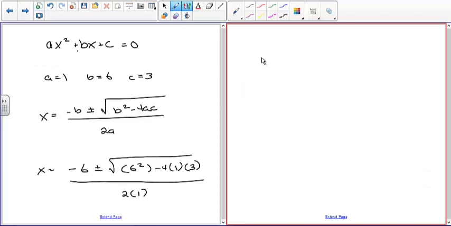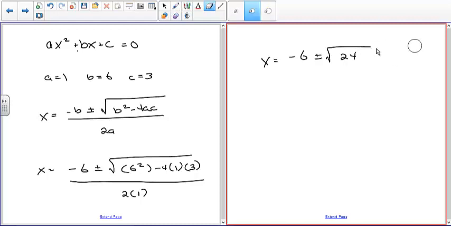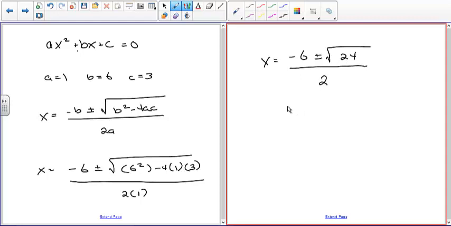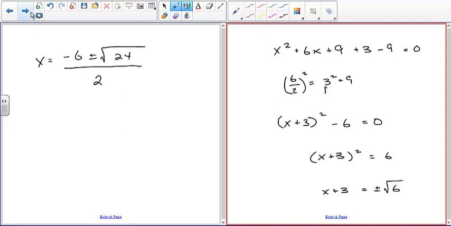So if we complete the math inside the square root, you get 36 minus 12, which is 24. So you get the square root of 24. Now if this ends up being a negative number, then that means there are no solutions. But it's positive, so we're in good shape. Okay, so that doesn't look like what I got here.